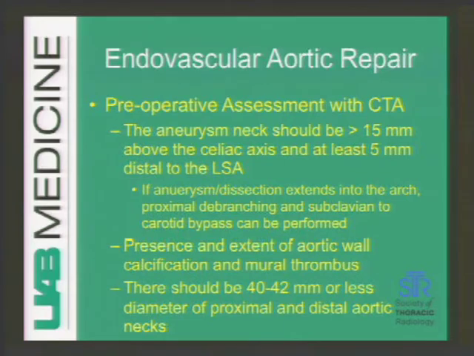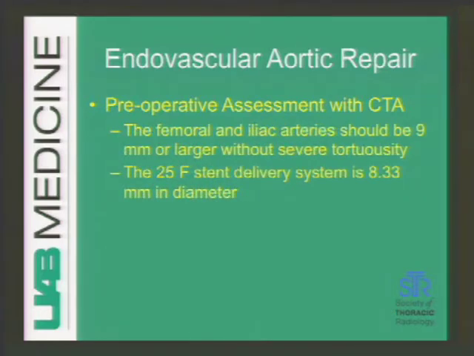You don't want to seat the stent in an area of mural thrombus because that increases the risk of endoleaks. And there should ideally be 40 to 42 millimeters or less of diameter of the proximal and distal aortic necks. If you're evaluating the abdomen on these preoperative CTAs, and they do chest, abdomen, and pelvis because they go in through the femorals, the femoral and iliac arteries should be 9 millimeters or larger and without significant tortuosity.